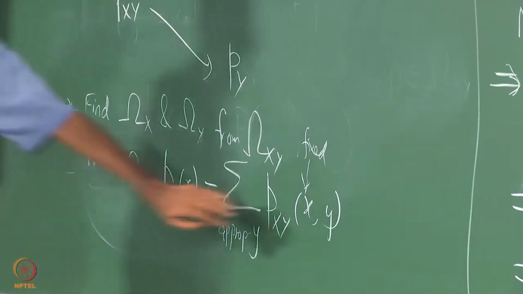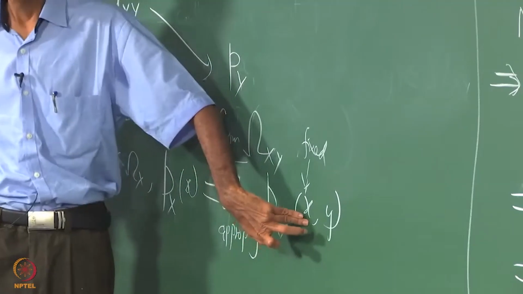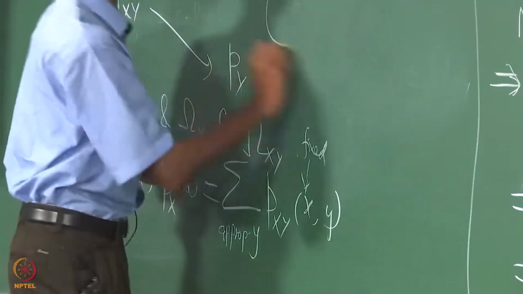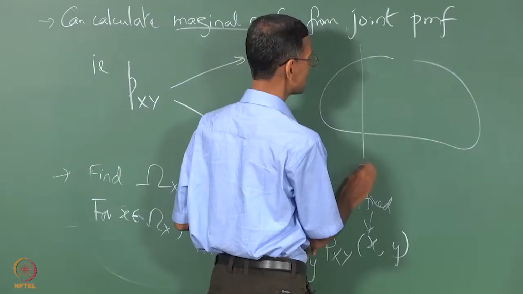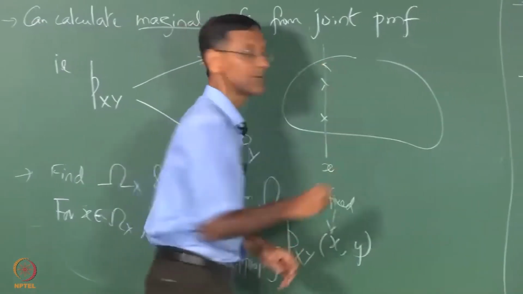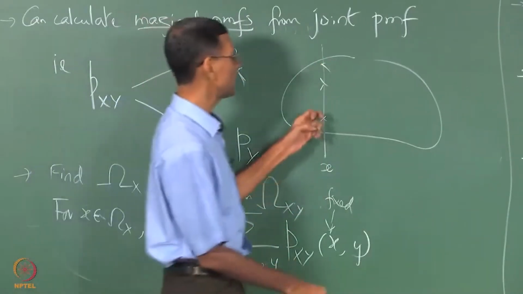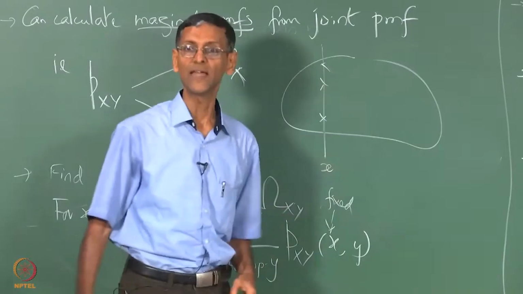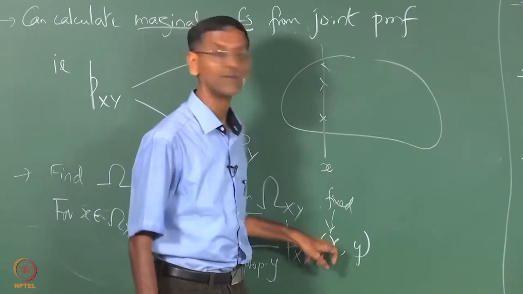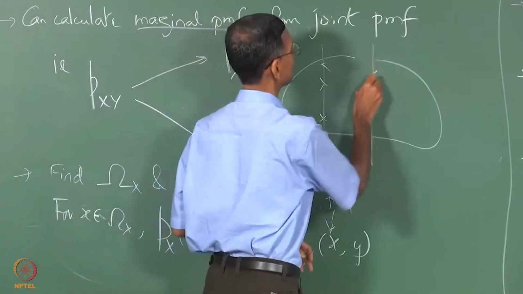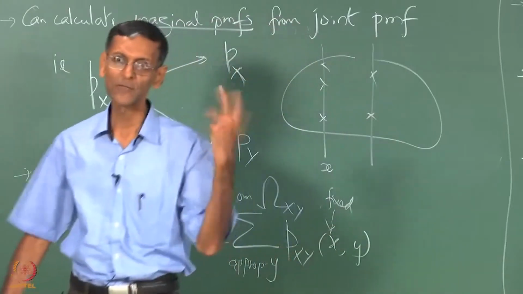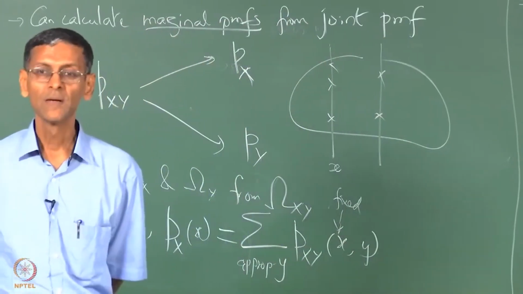You freeze this x, and then look at all those points. If I freeze some value of x, I may have some 3 points here. So this could be xy1, xy2, xy3. I have to add all those probabilities and get this. If I go to a different value of x, I can get some whatever number of points.